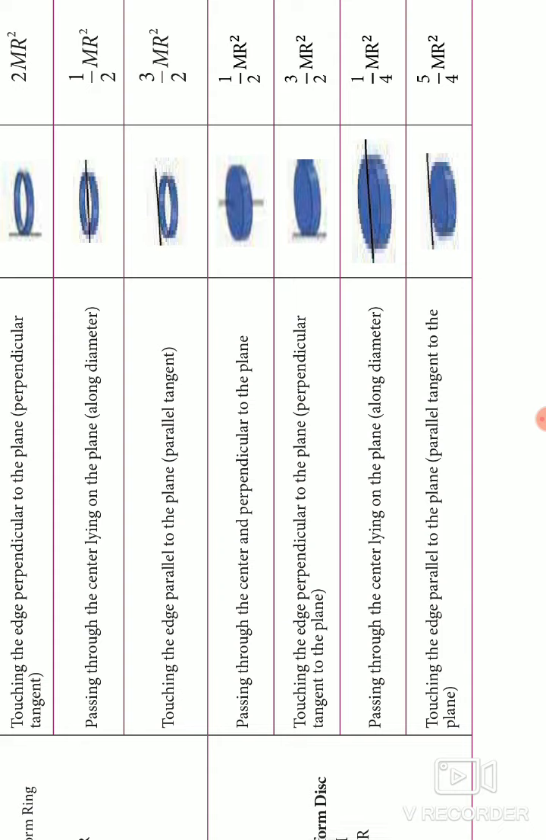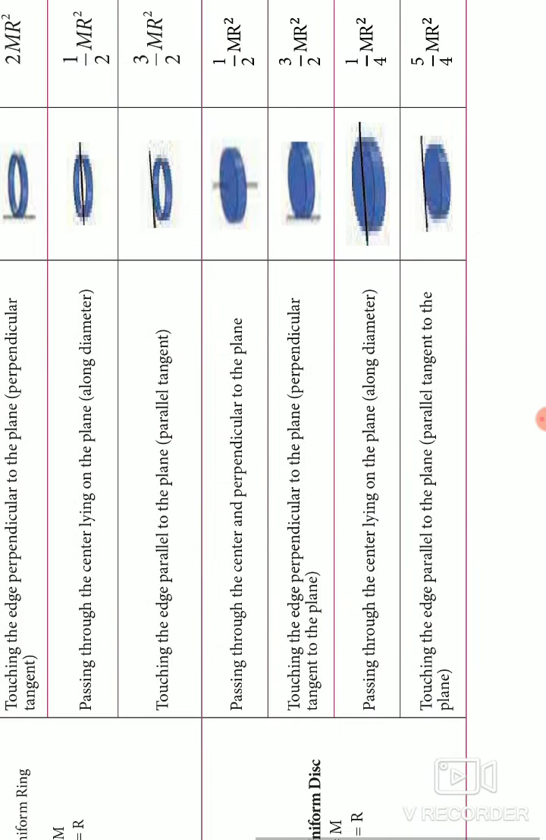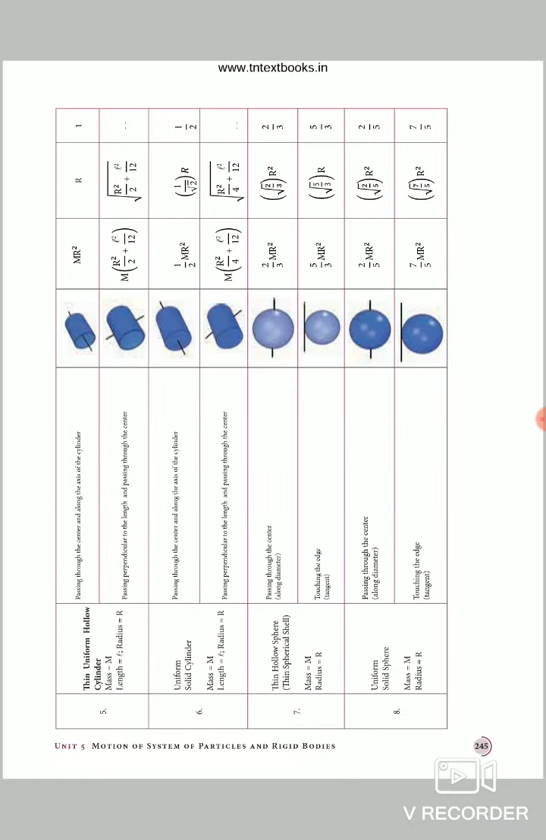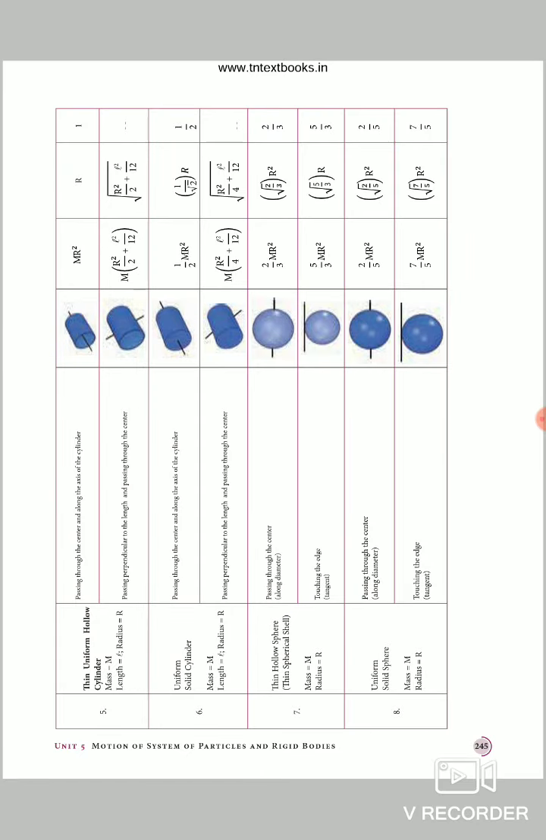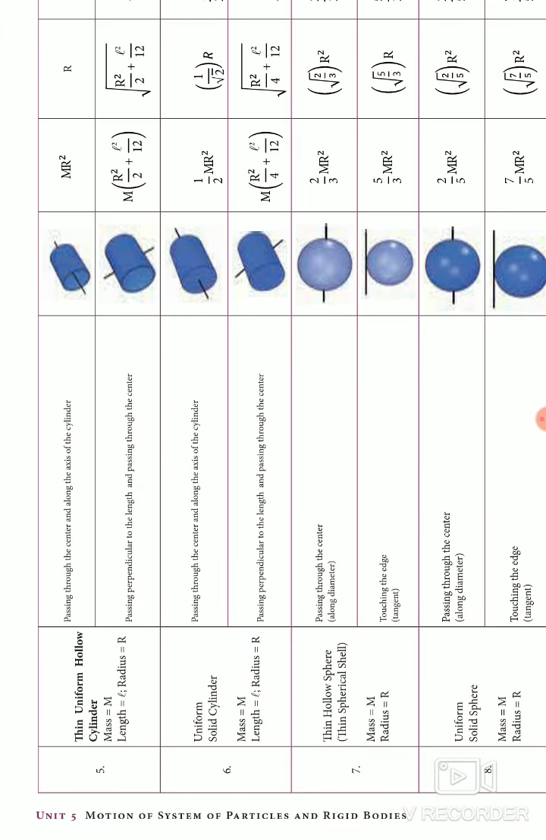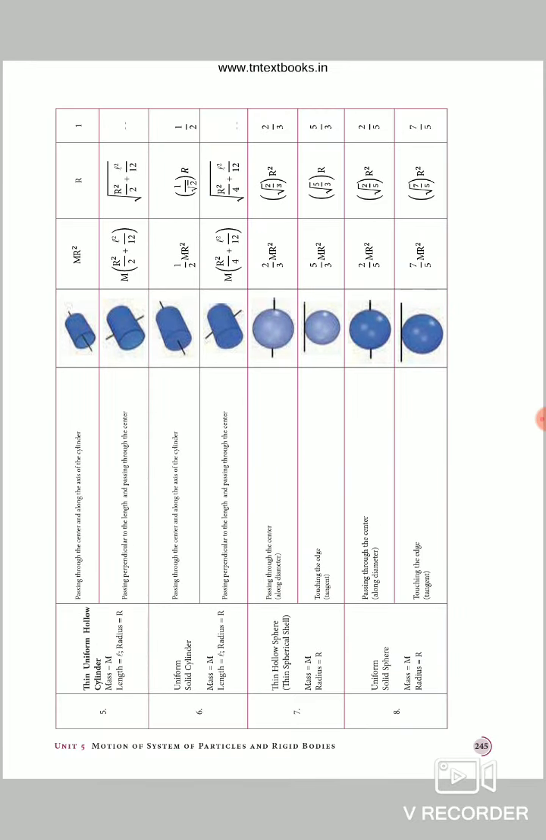Then passing through the center lying on the plane along a diameter: I is equal to 1 by 4 m r square, with radius of gyration. Touching the edge parallel to the plane: I is equal to 5 by 4 m r square. Okay, and thin uniform hollow sphere, uniform solid cylinder, thin hollow sphere, uniform solid sphere, these are all one word questions.